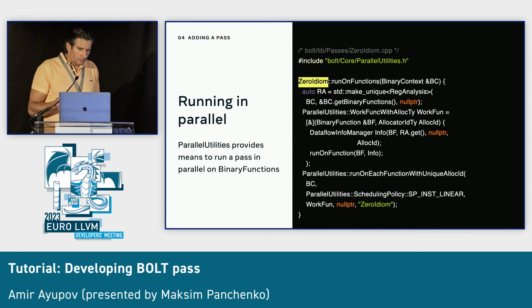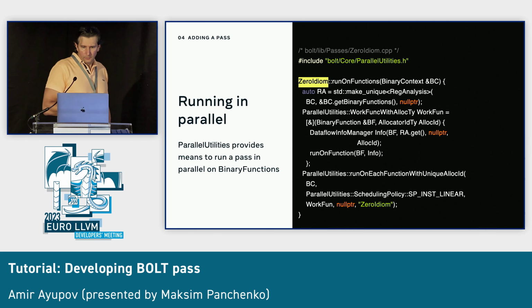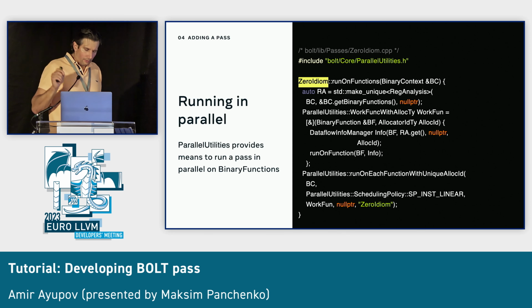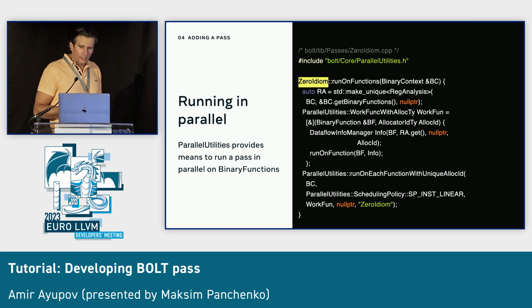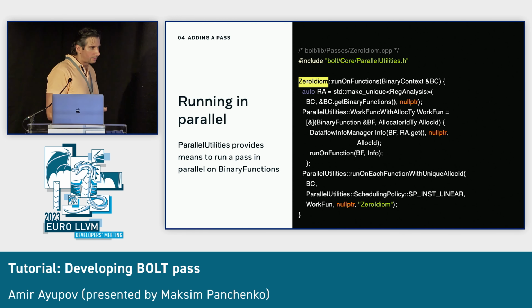This is done with parallel utilities that are built on top of LLVM parallel infrastructure. So we have a walk function that takes as a parameter one of the scheduling variants. In this case, it's linear to the number of instructions. And this defines how this pass will be scheduled on multiple cores.